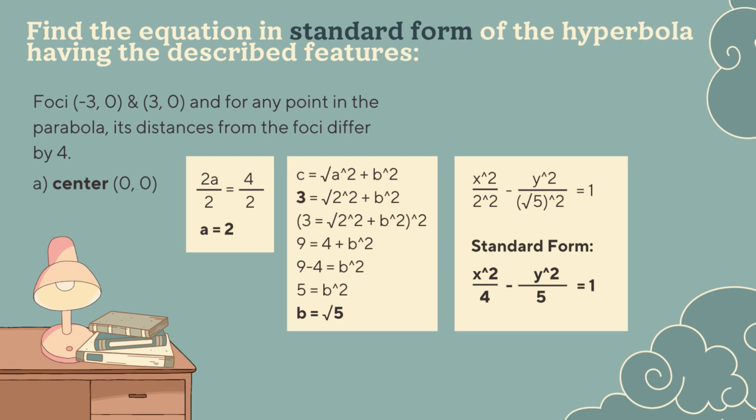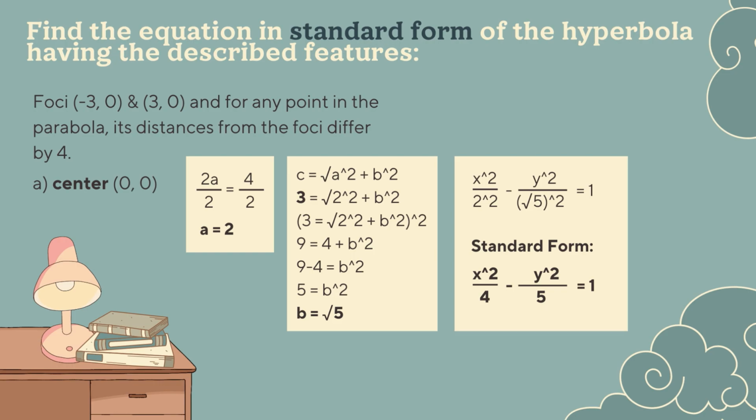And the next thing that we're going to do is to find the values of our a squared and b squared so that we can already have our standard form. So we already have our value for a. Next, we're going to square our value for a in order to find our a squared. So we have 2 squared is equal to 4, and that's the value for our a squared.